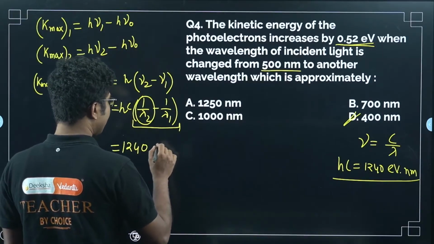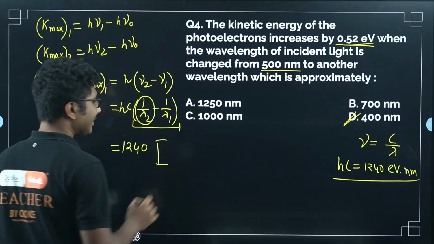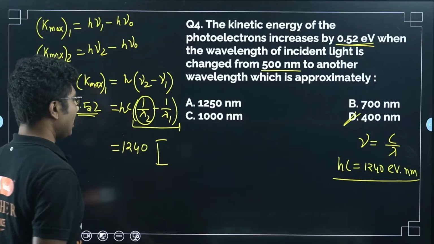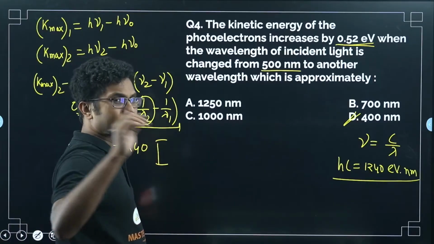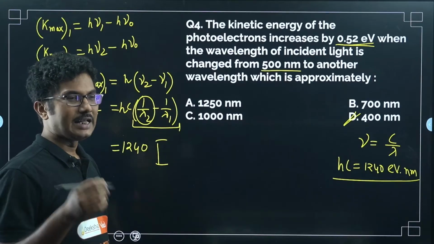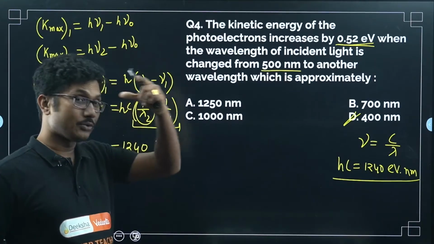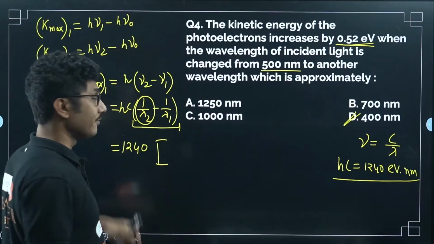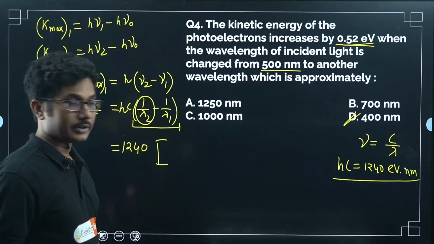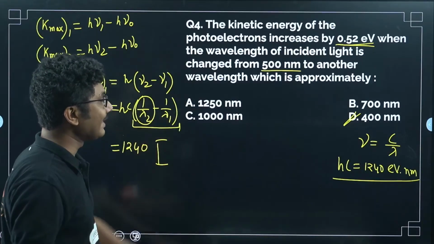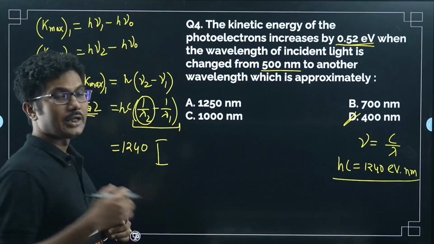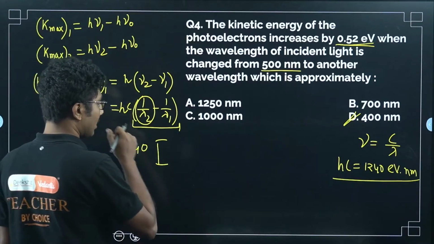Now your answer will be converted into eV. Your left hand side also has eV, so the right hand side will also have eV. So you don't need to do much calculation. You don't have to put the values of h, then c, then again convert lambdas into meters, then again convert 0.52 into joules. Then that will be a very complicated solution. So when the data is given in terms of nanometers and eV, you can use this converting factor.